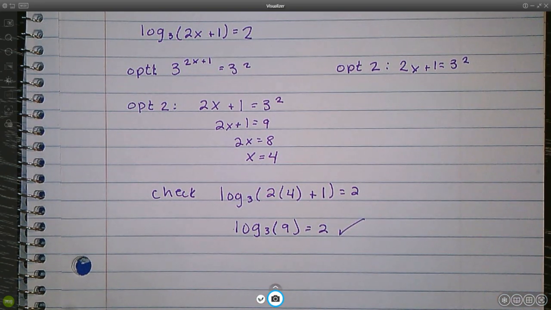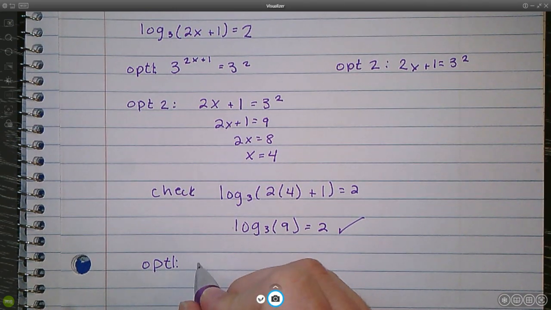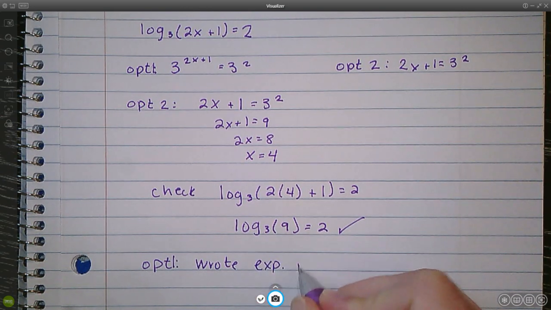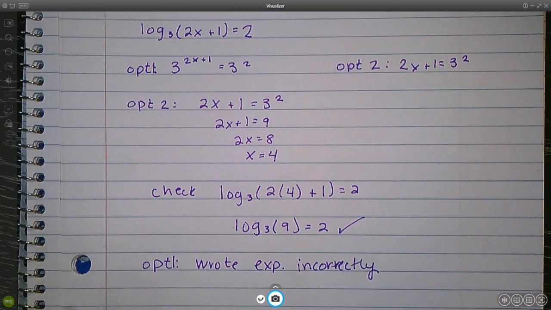Okay, and then the last part of the direction says, when you are finished, go back and explain why the option you did not choose was either wrong or unproductive. So unproductive means it's not wrong, it just isn't helping you at all. So option 1, why was option 1 either wrong or unproductive? They wrote the exponential form incorrectly. Okay, so that was the first one. The next one I'm going to go through.